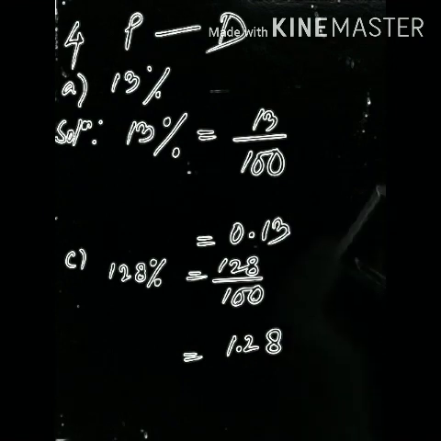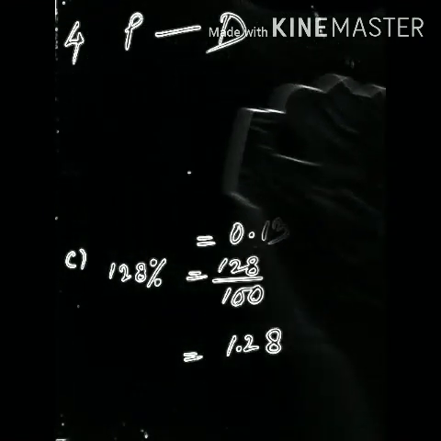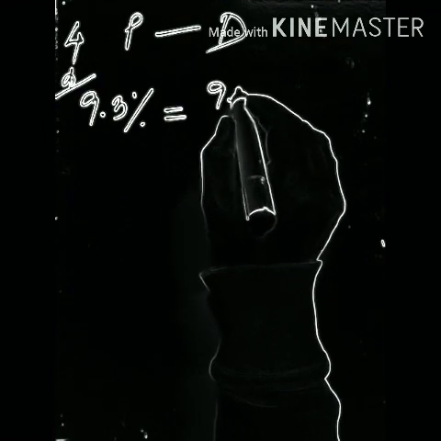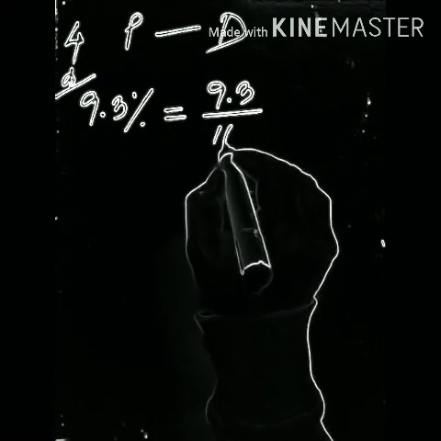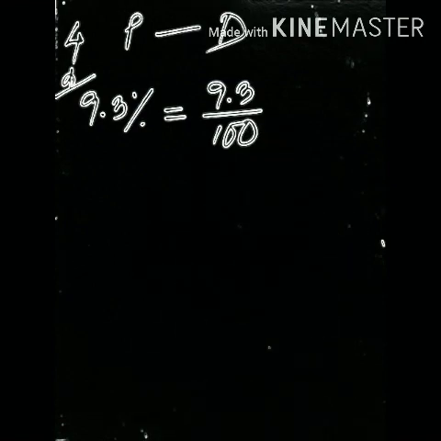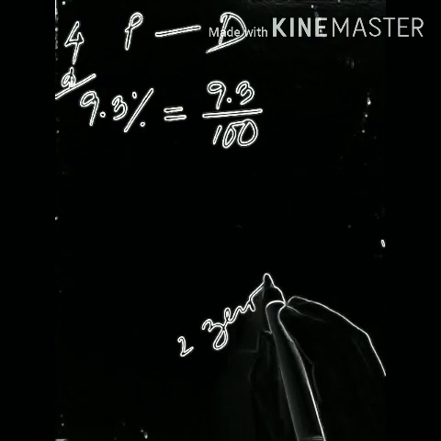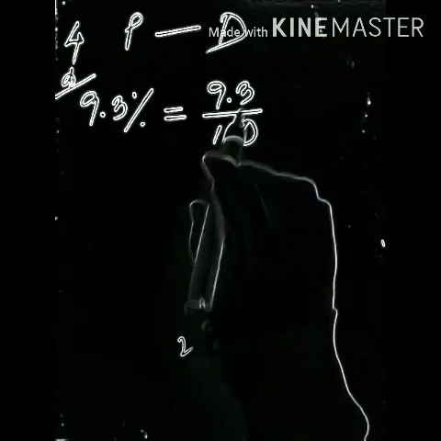Okay, we'll be moving to question D. In question D, the question is giving us 9.3%. This is D. 9.3%. So we are going to write here 9.3 divided by 100. So now let us see properly. Here, how many zeros? 2 zeros. And now this 9.3 I'll write here.